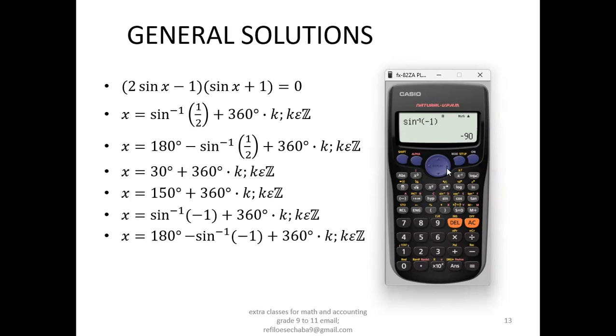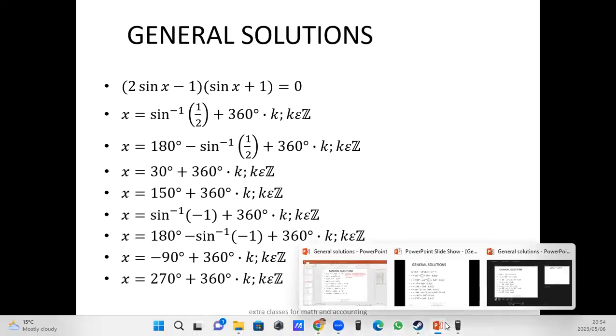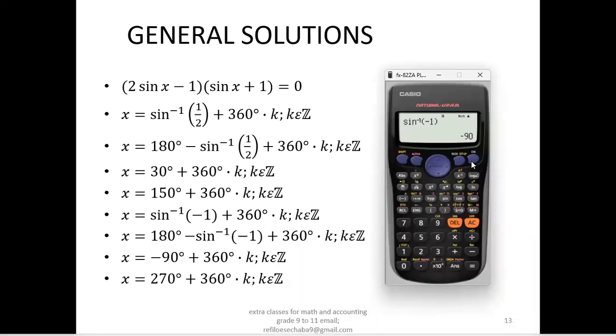So the first one will be negative 90 degrees plus 360 degrees times k. The second part of the formula will be 180 degrees minus negative 90 degrees, and that will give us 270 degrees. Please note that when you take a negative minus a negative, you get a positive. In this case, our positive was 180, but you're subtracting a negative 90, and that will give you positive 270 degrees. And that's where you will stop with your solution.